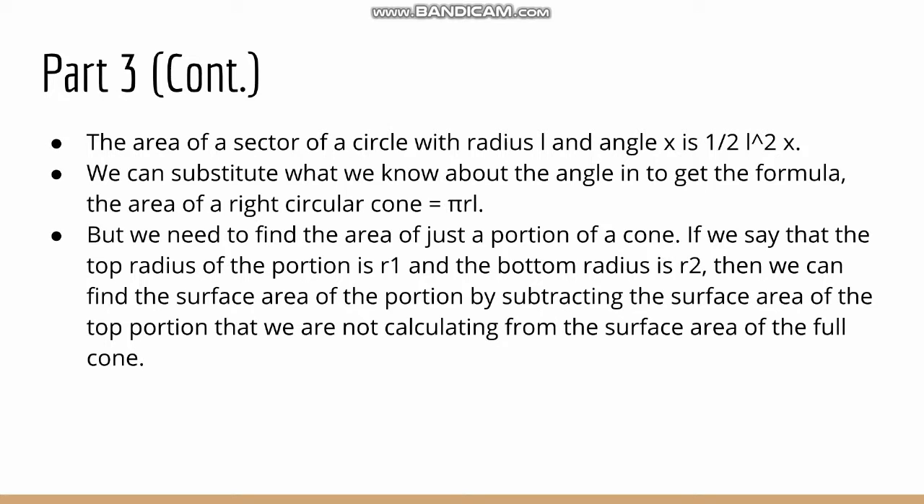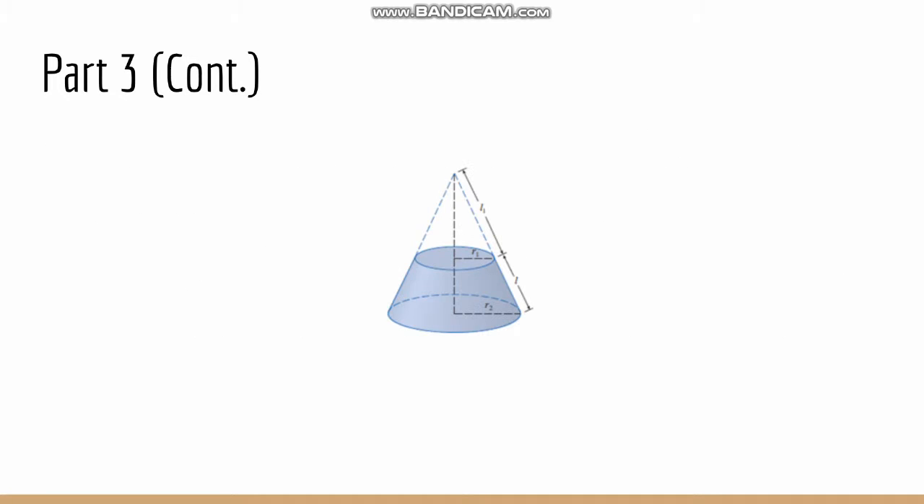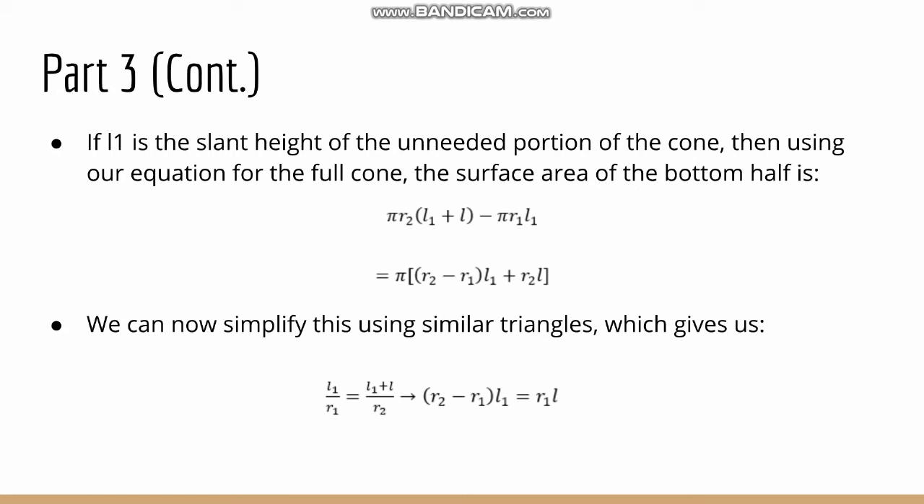So if we say the top radius of that slice is r1 and the bottom radius is r2, then we can find the surface area by subtracting the surface area of the top portion that we're not calculating from the whole thing, like in this picture. So if L1 is the slant height of the unnecessary portion, and L is the part that we want, then the surface area for the bottom half is pi r2 (L1 plus L), which is pi R L for the whole thing, minus pi R1 L1, which is what we don't need.